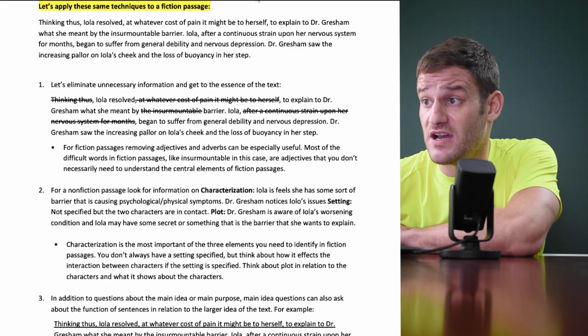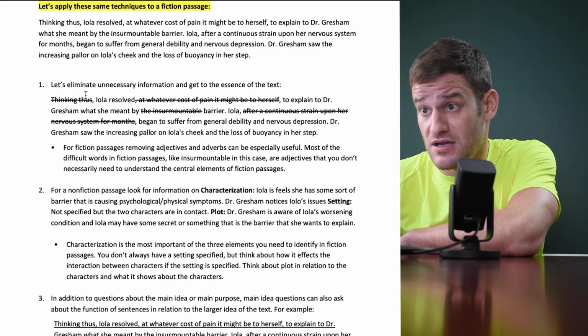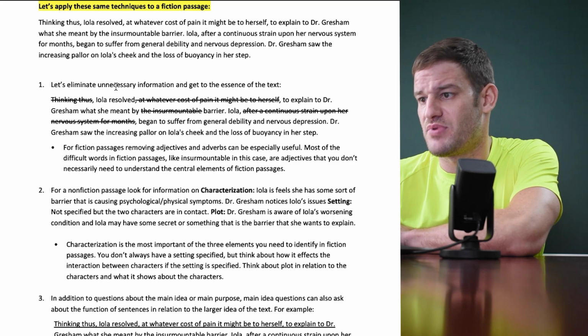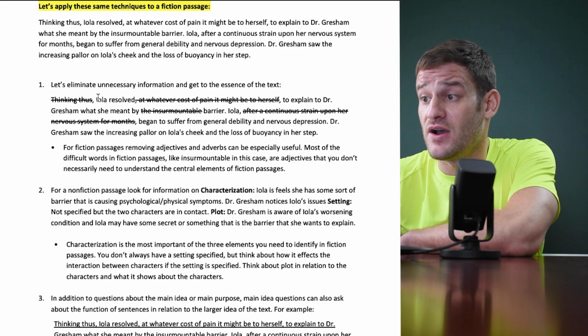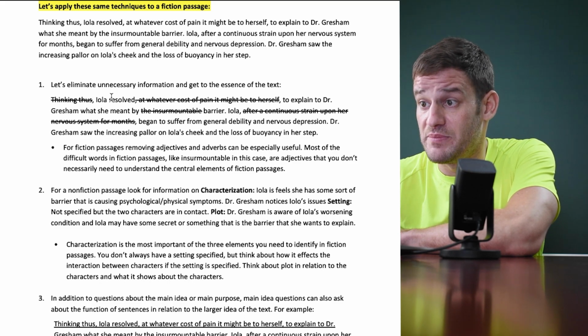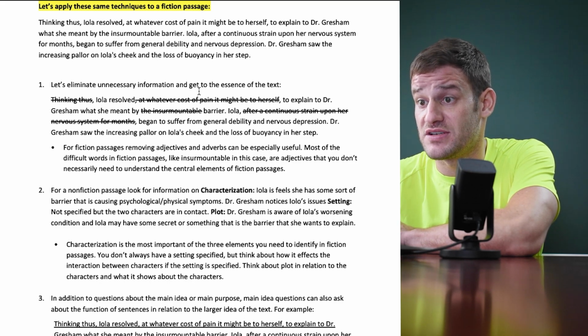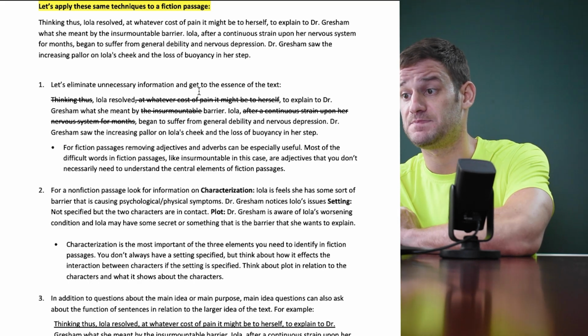Okay, so we can simplify this passage. Again, a lot of participle phrases, prepositional phrases, whatever, but we have Iola resolved to explain to Dr. Gresham what she meant by the barrier. Iola began to suffer from general debility and nervous depression. Dr. Gresham saw the increasing pallor on her cheek and the loss of buoyancy in her step.